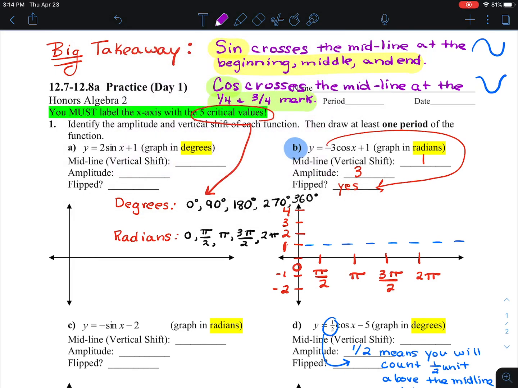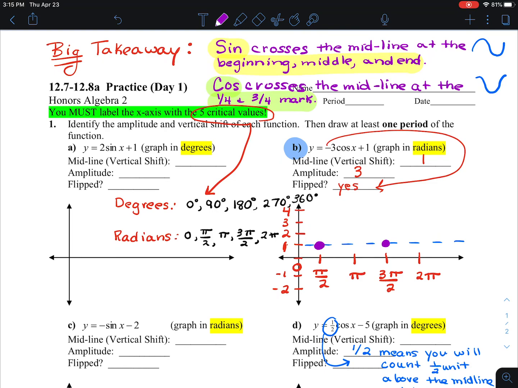Okay, once again, always pay attention to which wave you are graphing. This is the cosine wave, and so I'm going to take you back to the big takeaways I had here at the beginning. We said the cosine wave always crosses the midline at the 1/4 and 3/4 mark. So you're going to look at your 5 critical values. 1/4 the way through this cycle is at pi/2. So I'm going to place on the midline a point there, and I'm also going to place a point on the midline at the 3/4 mark, which is at the 3 pi/2 mark. I know that the cosine wave is definitely crossing the midline in those 2 locations.